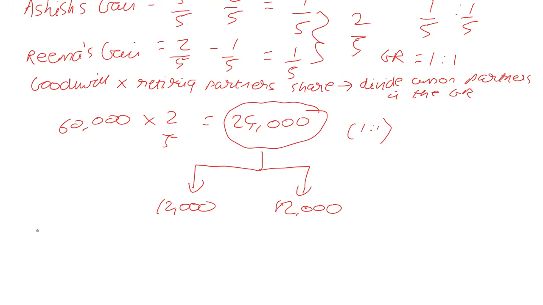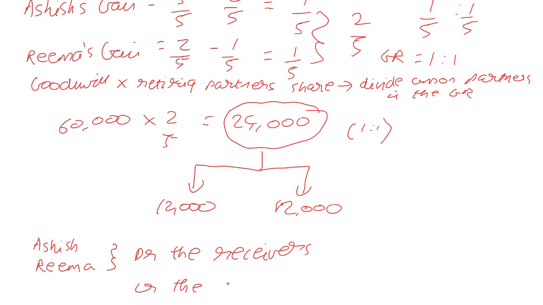So Vinit will be credited because he's giving his share to the remaining partners. And Ashish and Reema are gainers, so they are the receivers. We debit the receivers and credit the giver. And the giver is Vinit. Right? And accordingly, we pass our entry. So it's going to be Ashish, Reema, Vinit.